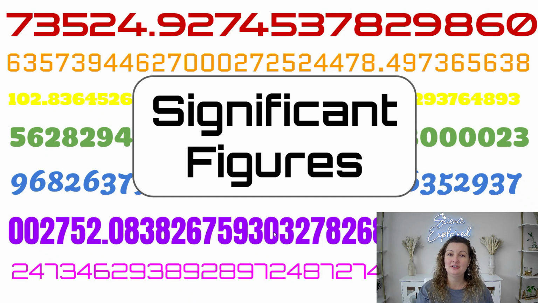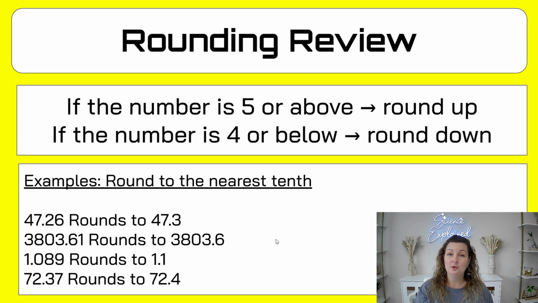We're talking about significant figures today. So before we get into that, we need to review our rounding skills to make sure we know what we're going to do when we actually start rounding to get to the correct significant figure. So remember that if the number is 5 or above, you're going to round up. And if the number is 4 or below, you're going to round down.